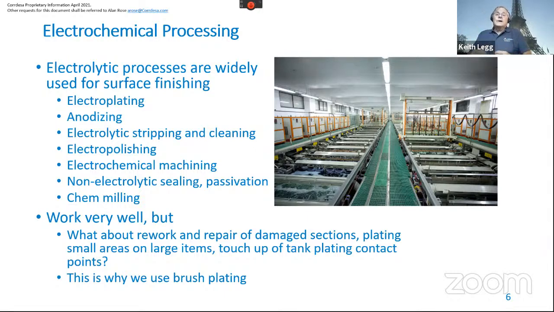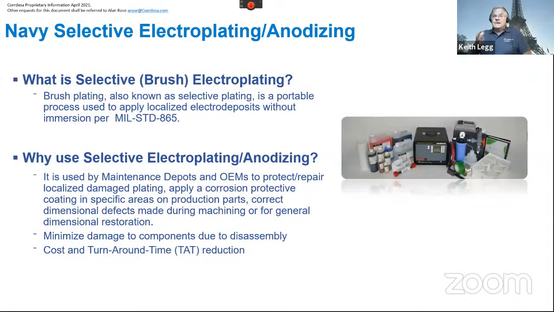All of these things work very well. But once you've got things on a plane or a ship or a vehicle, yeah, you can take some parts off, but you can't really take the wings off so easily. Although, as you saw, you can do it, but you can't put the whole darn lot in a tank. So you need a localized method of touching things up and fixing them.